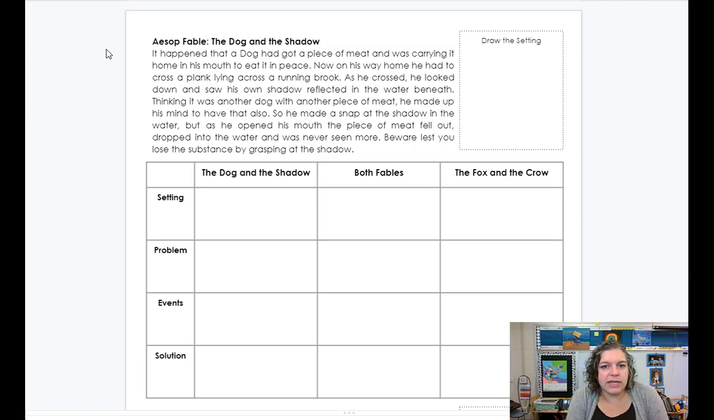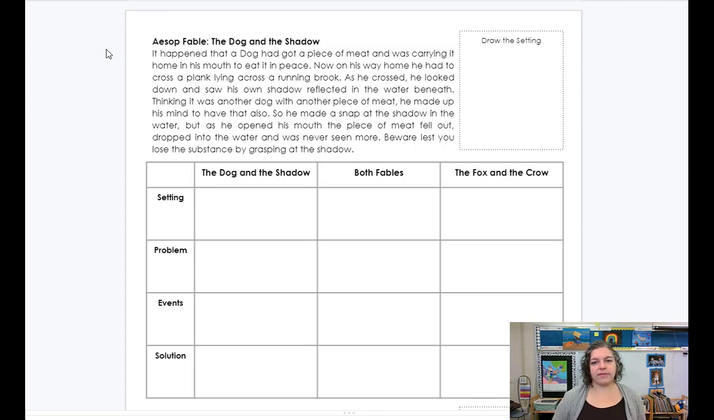As he crossed, he looked down and saw his own shadow reflected in the water beneath. Thinking it was another dog with another piece of meat, he made up his mind to have it also. So he made a snap at the shadow in the water, but as he opened his mouth, the piece of meat fell out, dropped into the water, and was never seen more. Beware lest you lose the substance by grasping at the shadow.